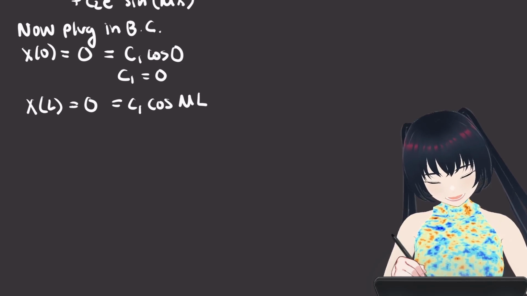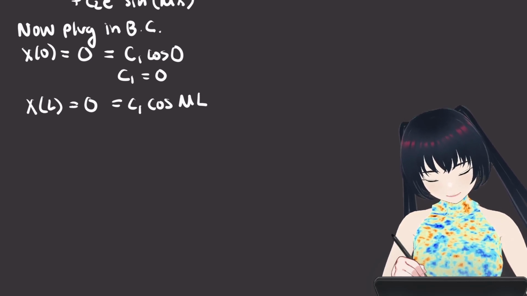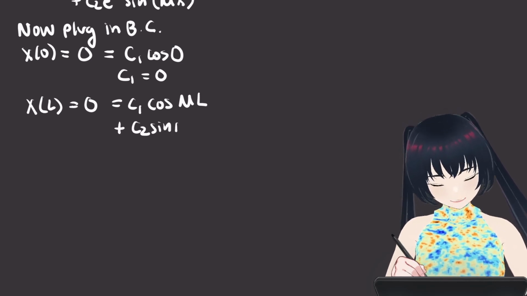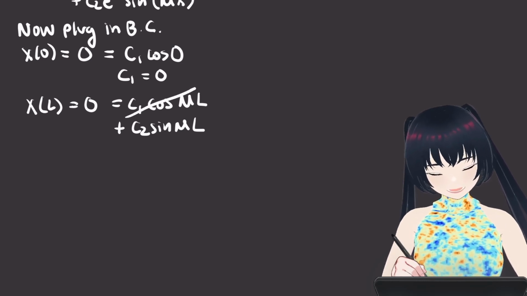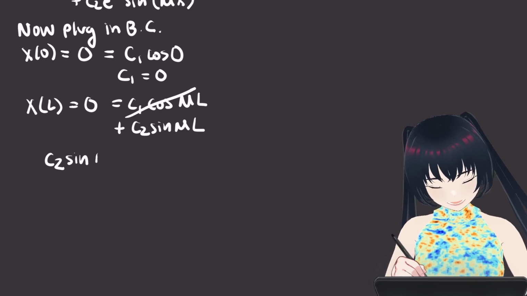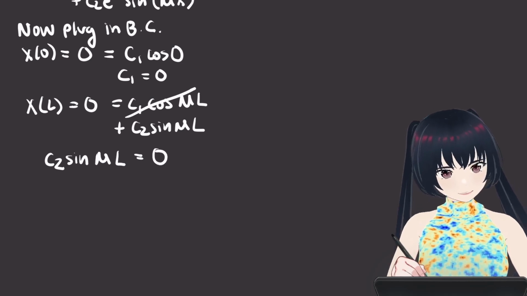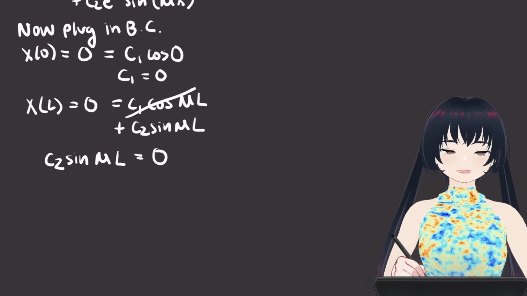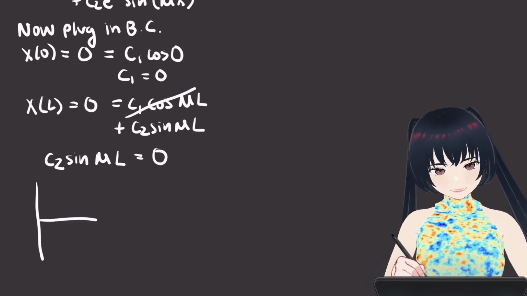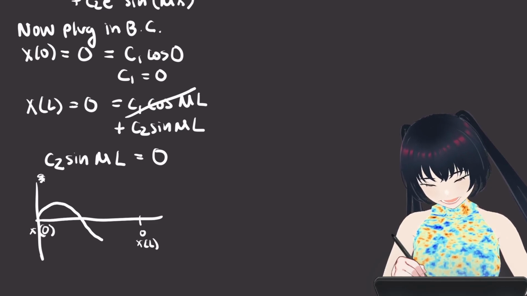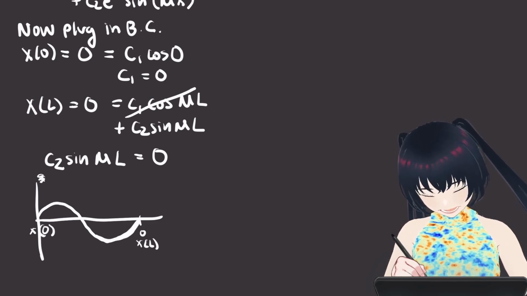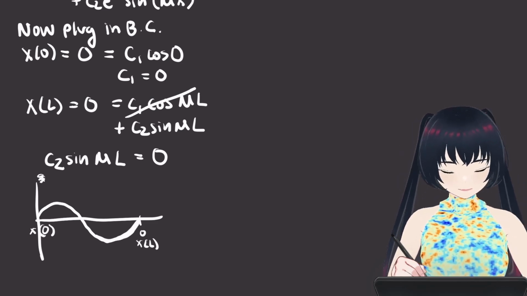We can say that this is equal to c1 cosine(mu L) plus c2 sine(mu L) from the equation above. But we know that c1 is equal to 0, so we can cross that out, which means that c2 sine(mu L) is equal to 0. But here's a little handy shortcut. Let's take a look at the sine function. We're saying that this equation looks a little bit like this sinusoidal function here.